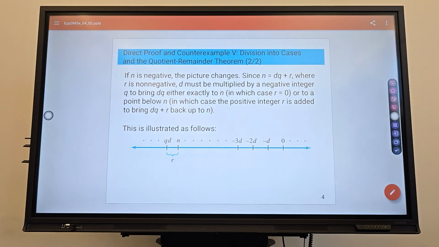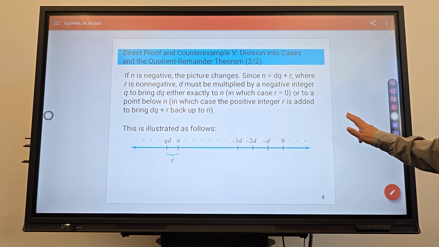If n is negative, the picture changes. Since n equals dq plus r, where r is non-negative, d must be multiplied by a negative integer q to bring dq either exactly to n or to a point below n, in which case the positive integer r is added back to dq to back up to n.